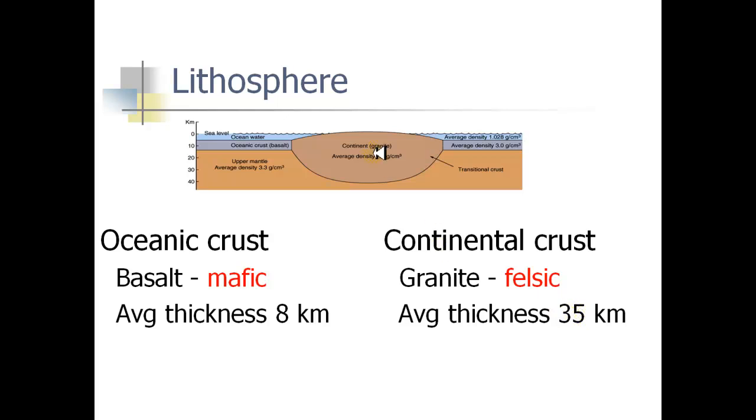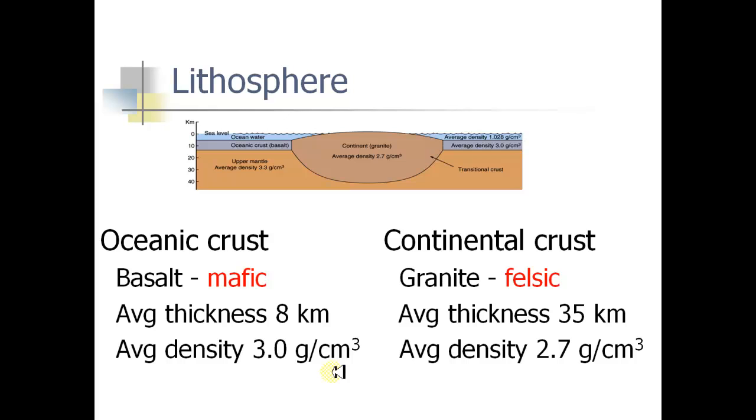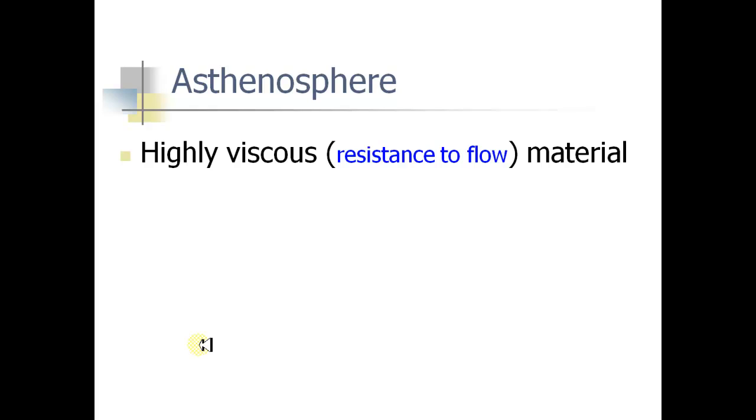Its density is less, so it floats on top of the upper mantle, and the density of this is a little lower, so it actually sinks a little lower. Average density 3 grams per cubic centimeter, average density 2.7 grams per cubic centimeter, granitic and basaltic, granite and basalt, felsic and mafic. The asthenosphere is highly viscous, its resistance to flow, and again it's like silly putty.